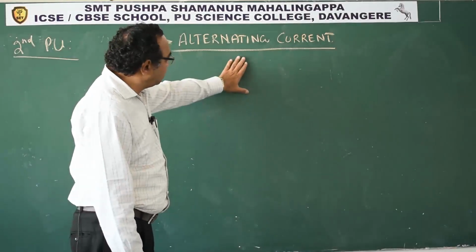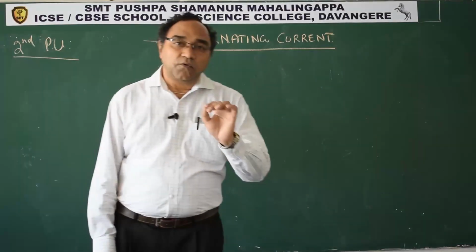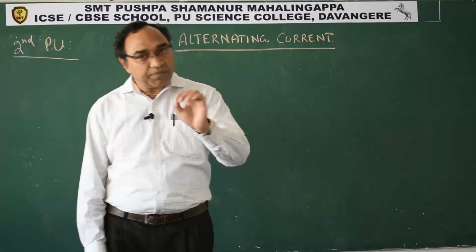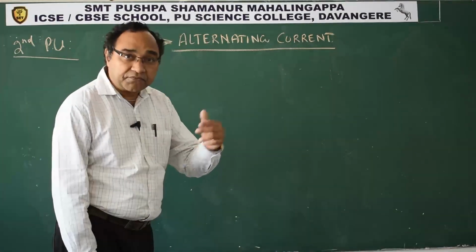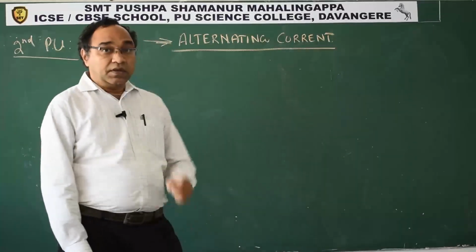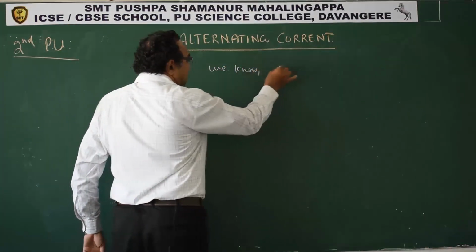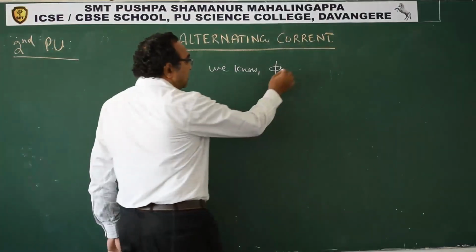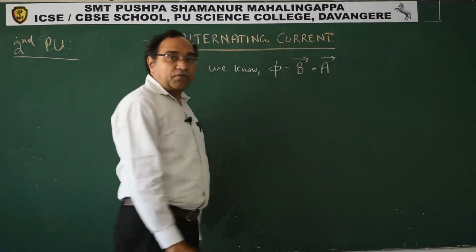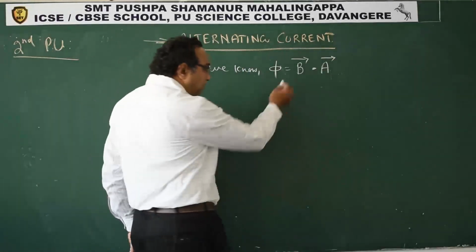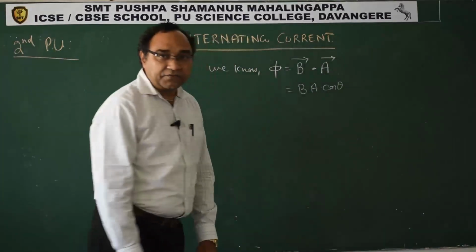The fundamental of this particular topic lies in electromagnetic induction. If you remember, in the previous class we had seen a topic by the name factors affecting induced EMF. In that we had seen that magnetic flux phi is given by B dot A. This is the expression for the magnetic flux. Now this we can extend as B A cos theta.